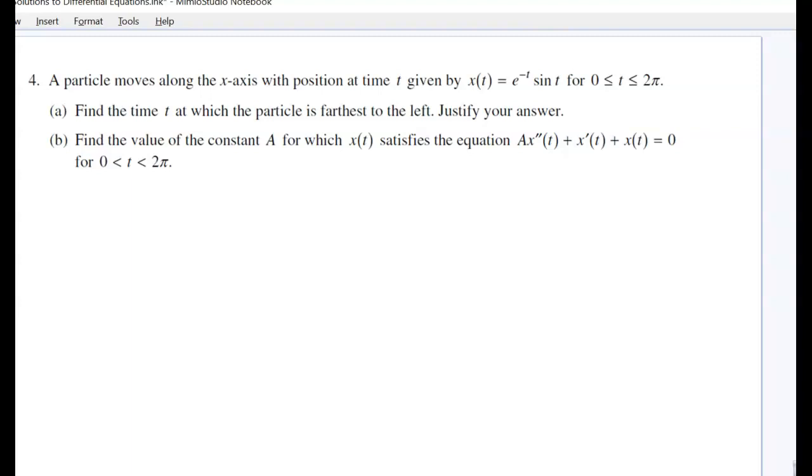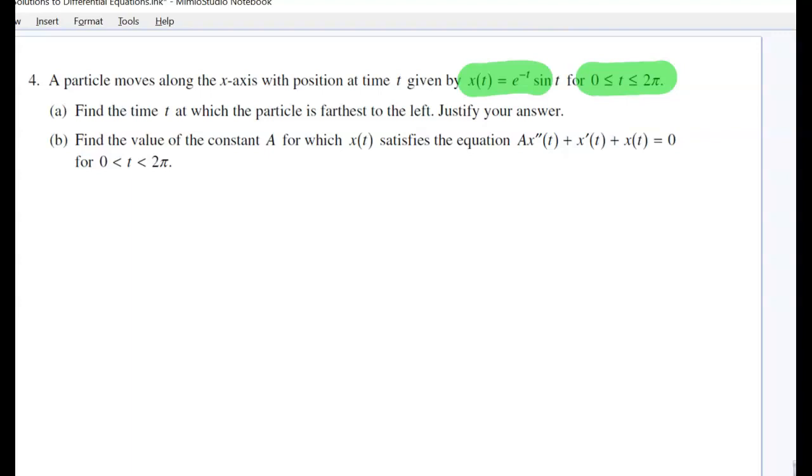So let's take a look at this next example, and it says a particle moves along the x-axis with its position at time t given by the function x of t equals e to the negative t sine t. Okay, in part A, they want us to find the time at which the particle is furthest to the left. Justify your answer. All right, we got lots going on here. We have a closed interval, 0 to 2 pi, and we're given the position is e to the negative t times sine t, and we want to find when the particle is furthest left.